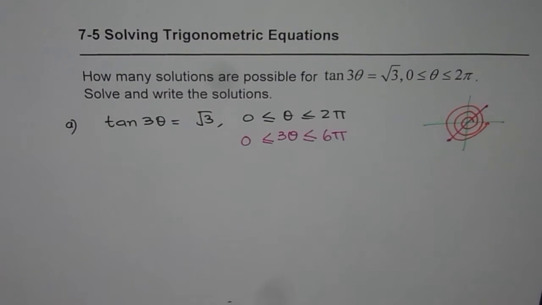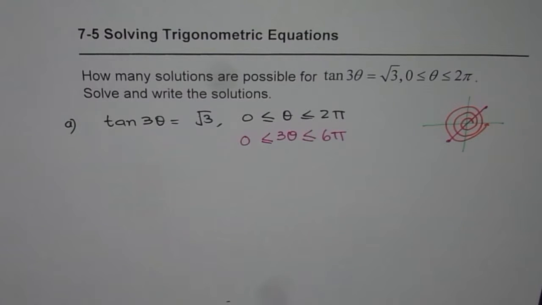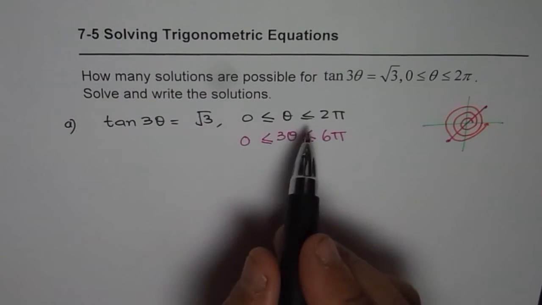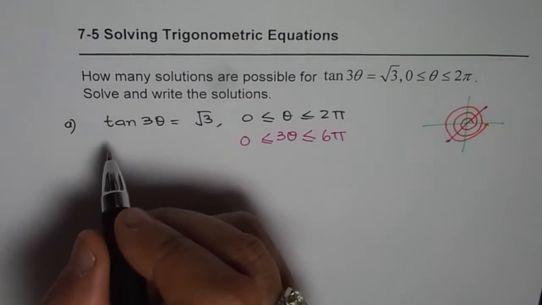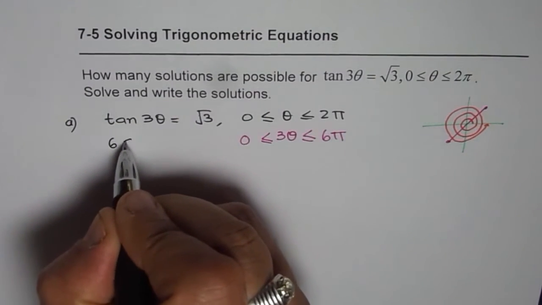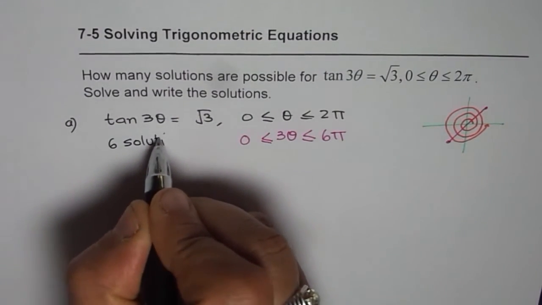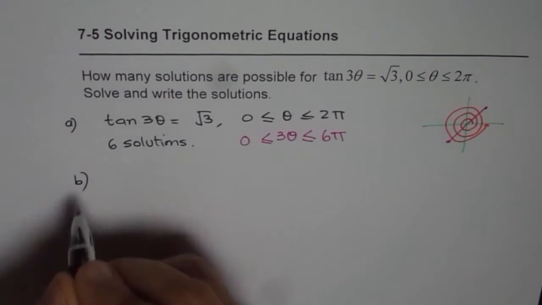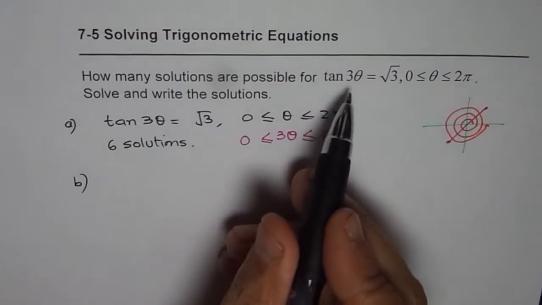So in 6 pi, how many solutions do you expect? That is the question, right? You have understood that in every circle we get 2. So in 3 circles, we'll expect 6 solutions. So that's a very important concept to understand, right? Now in part B, let us solve and find the solutions.